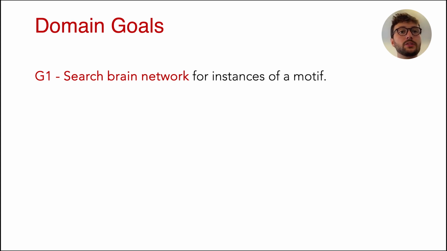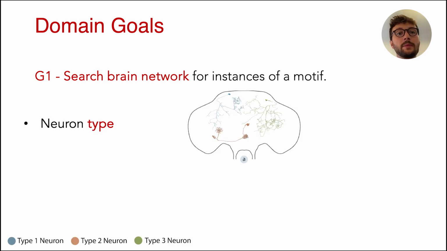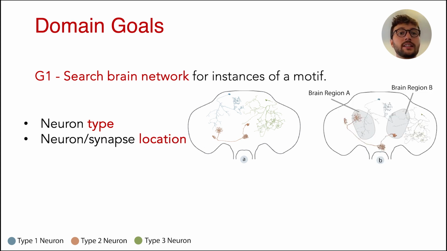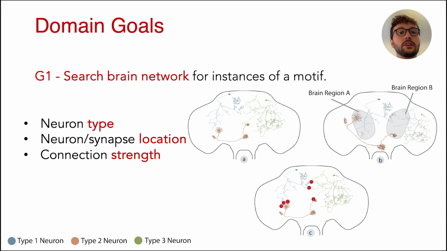First, they want to search a connectome for instances of a given motif. Ideally, they can map certain biological attributes to the structure of a motif. For example, by specifying the type and brain regions of neurons and synapses, they can filter for motifs involving neurons with certain connectivity preferences and functions.